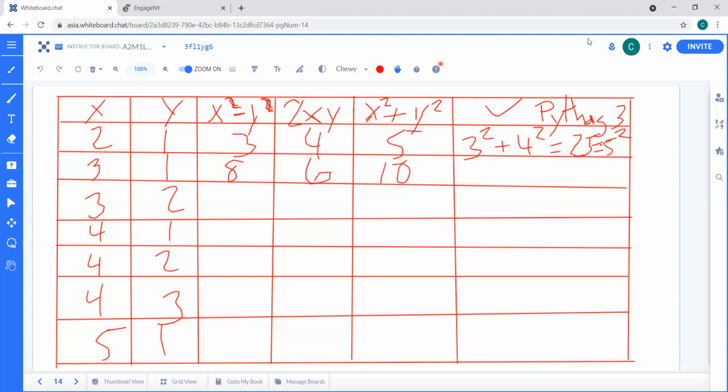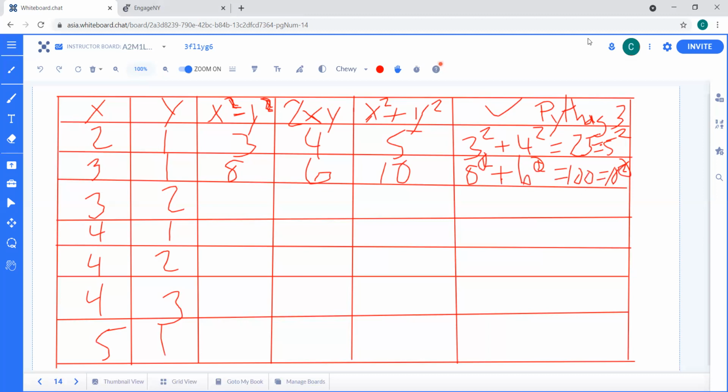Now, to check and see if that's a Pythagorean triple, 8 squared plus 6 squared equals 100. And yes, it does. That is 10 squared. So that is a Pythagorean triple, because all those are squared.